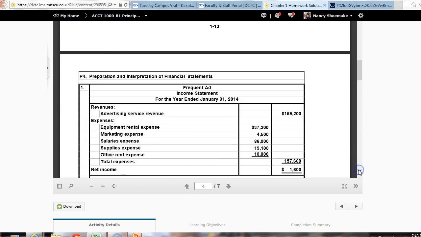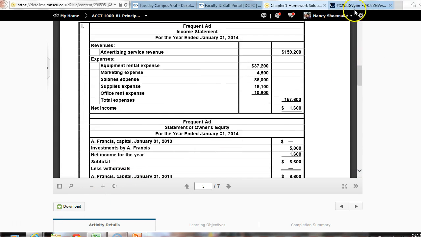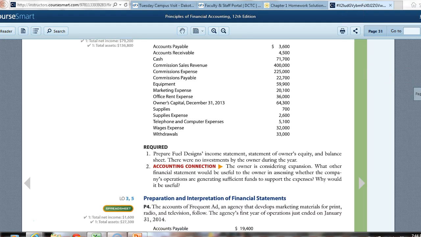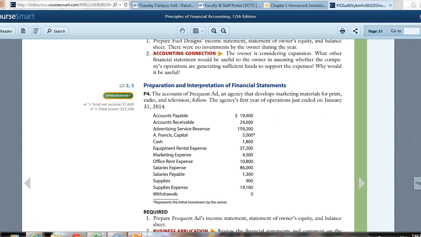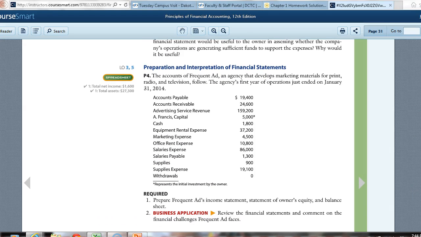Let's look at P4. We're doing the same thing again, aren't we? P4. We're given all of these accounts, and we need to prepare an income statement, statement of owner's equity, and a balance sheet. Now, the A. Francis capital of 5,000 is letting us know this was the first year of operation. So the beginning balance is zero. And the investment into this business, or the first investment, is that $5,000, right? Okay? And we know whenever it says expense, that's going to be on the income statement. We know any payable or receivable is on the balance sheet.